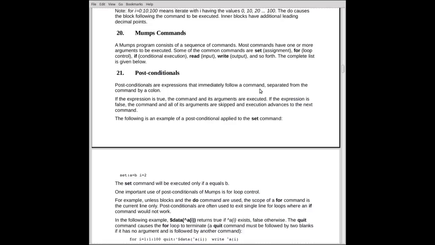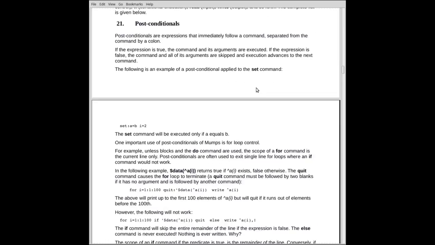Mumps programs consist of a sequence of commands. They call them commands, although most people use the word statement interchangeably. Each command begins with a keyword, and those keywords are reserved. Set for assignment, for loop execution, if statement, conditional execution, read, write, and so forth, and we'll get a complete list later on.